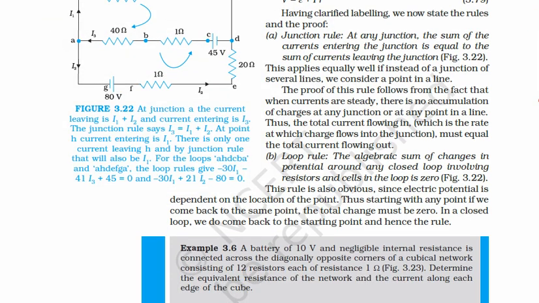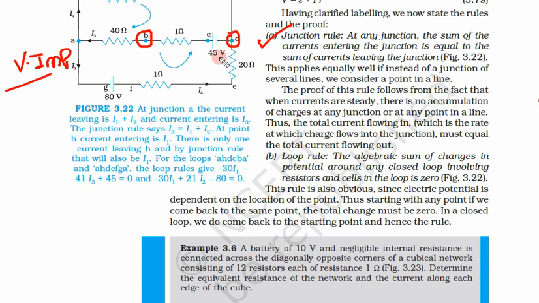Now let us read these rules once again. Junction rule: at any junction, the sum of currents entering the junction is equal to the sum of currents leaving the junction. And this is a very important question. This applies equally well if instead of a junction of several lines we consider a point in a line. So what was the point? This is a junction, but this is a point.